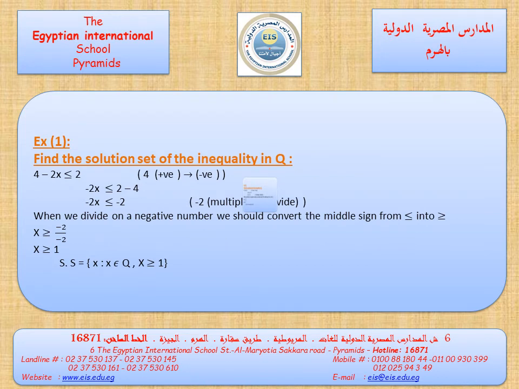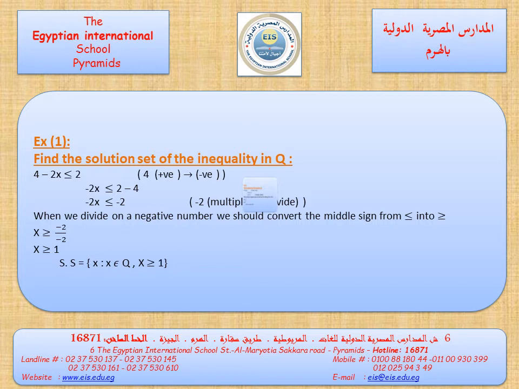Let's take an example. Find the solution set of the inequality in Q. Take care, this "in Q" matters. Say 4 minus 2x less than or equal to 6. So what shall we do? We should take 4 first from the left side to the right side. Okay, so it will be negative 2x less than or equal to 6 minus 4. The 4's sign is positive, we look at the sign before the 4, it was positive, so it will be negative. So negative 2x less than or equal to 2.